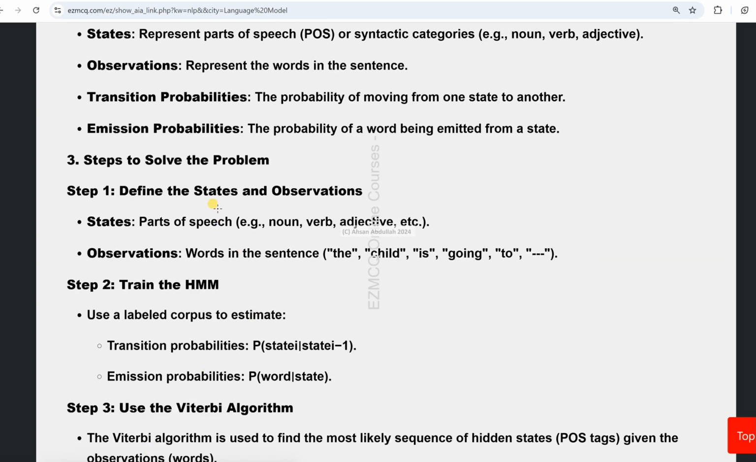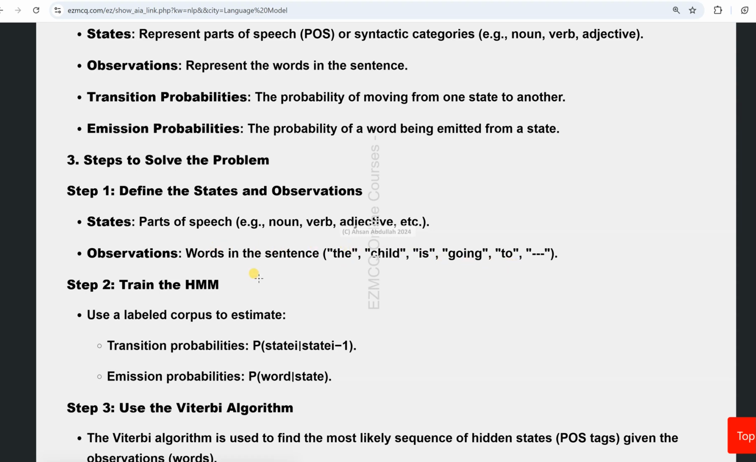We proceed by defining the states. What are the states? The parts of speech: noun, verb, adjective, pronoun, adverb, and so on. There are 30 of them, which I believe I showed you at the beginning of this course. There can be more than 30. And what are the observations? These are basically the tokens.